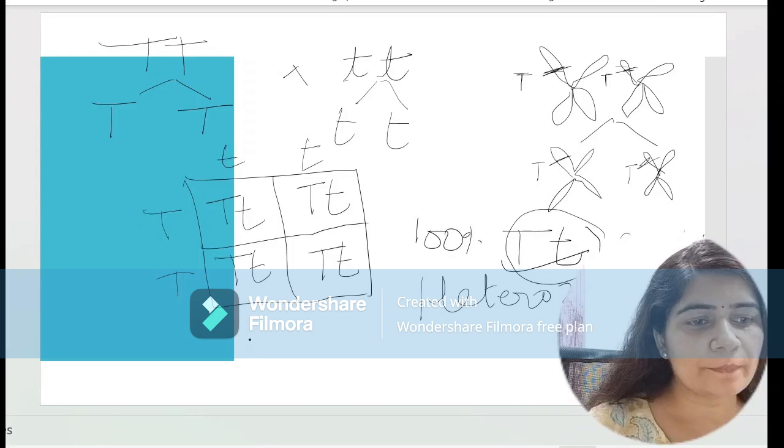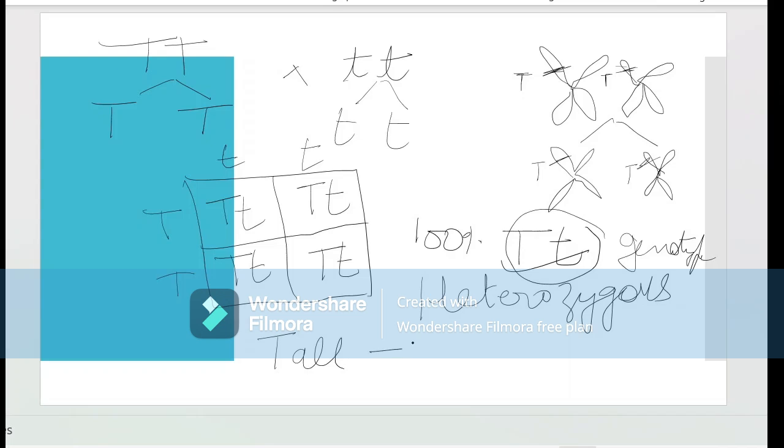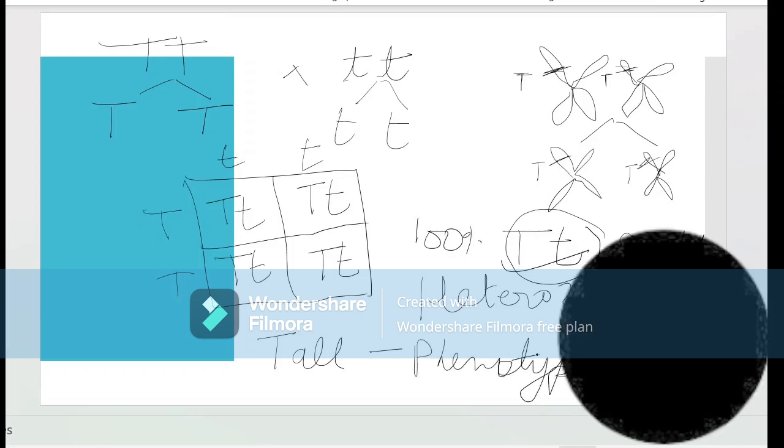So this question might also come in your exam. What is the genotype of the F1 generation progeny? The answer is capital T, small t. What is the phenotype of the F1 generation? The phenotype will always be tall. Alright, so this is the F1 generation.